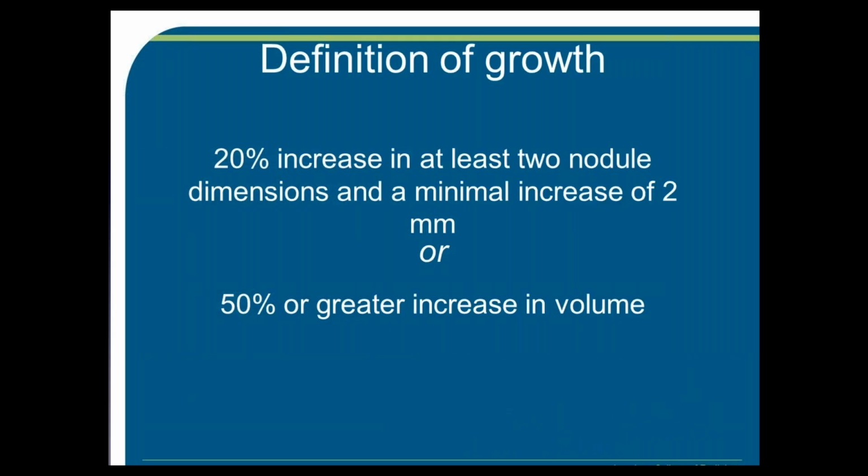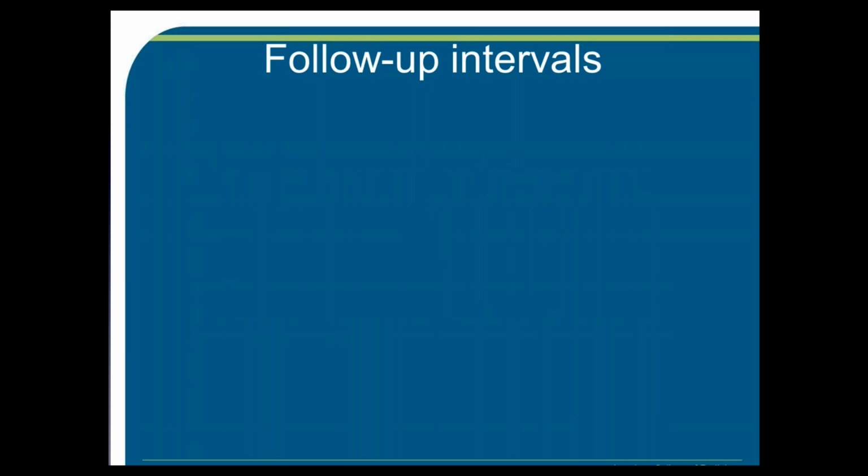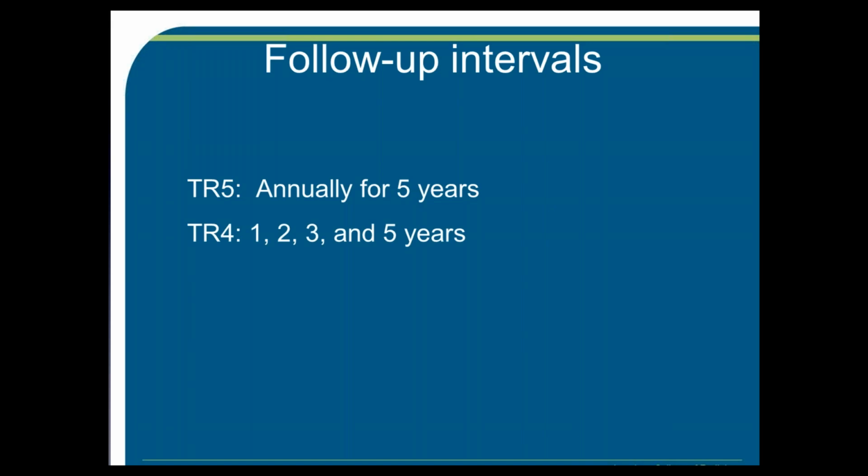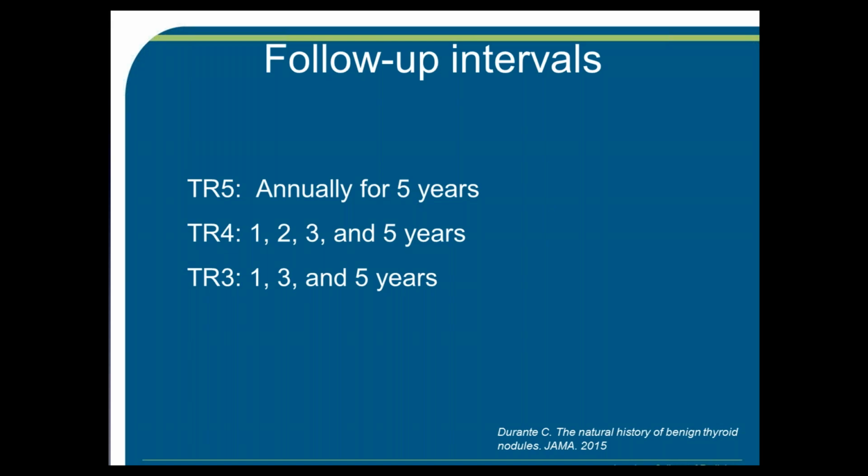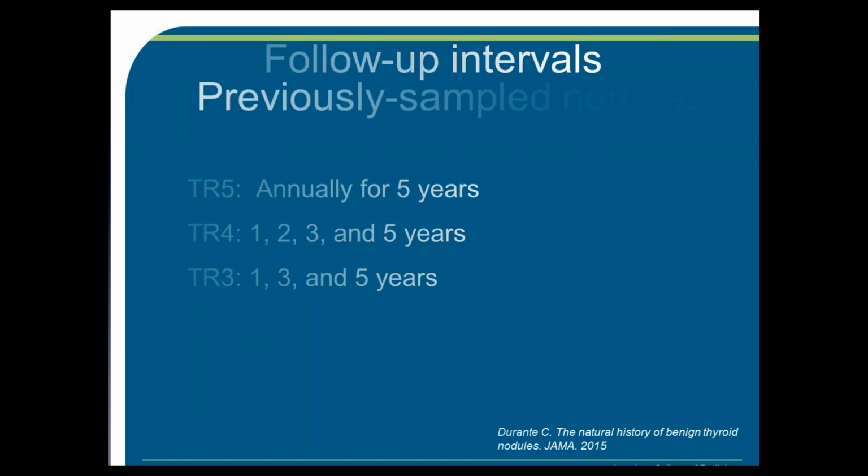For definition of growth, we offer two options. The first, with just linear dimensions, is a 20% increase in at least two nodule dimensions and a minimal increase of 2 millimeters, or if you want to calculate the volume, a 50% or greater increase, and Bill will show you how to do that. For follow-up intervals, there was not a lot of good material in the literature to go on, but we thought that for more suspicious nodules like TR5, more frequent follow-up was warranted. So annually for 5 years for TR5, a little less for TR4, and even less for TR3. The 5-year threshold was based on some work that shows that if a nodule remains static in size, not changing for 5 years, it's very likely benign.